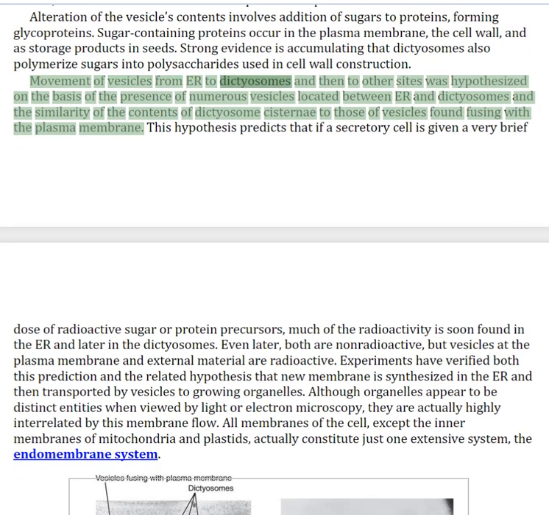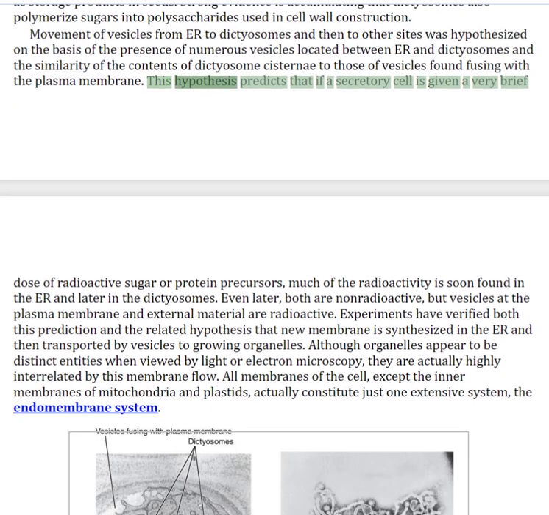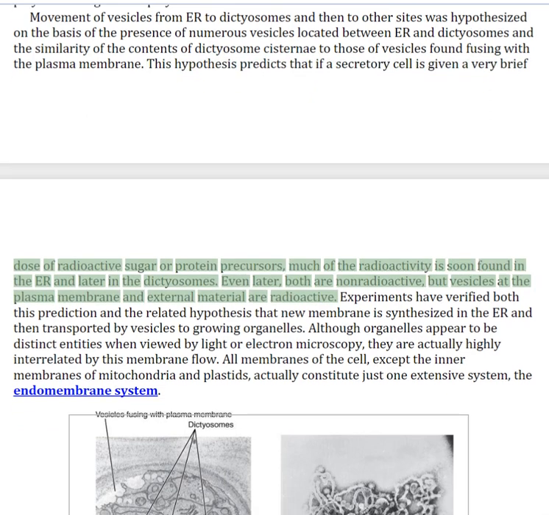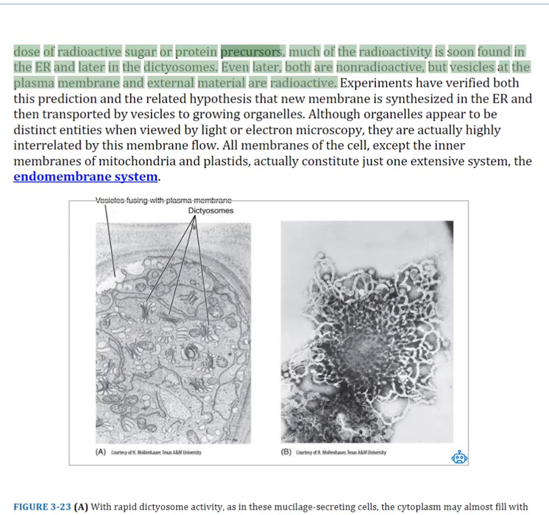Movement of vesicles from ER to dictyosomes and then to other sites was hypothesized on the basis of the presence of numerous vesicles located between ER and dictyosomes, and the similarity of the contents of dictyosome cisternae to those of vesicles found fusing with the plasma membrane. This hypothesis predicts that if a secretory cell is given a very brief dose of radioactive sugar or protein precursors, much of the radioactivity is soon found in the ER and later in the dictyosomes. Even later, both are non-radioactive, but vesicles at the plasma membrane and external material are radioactive.